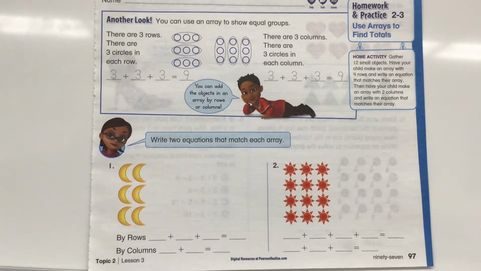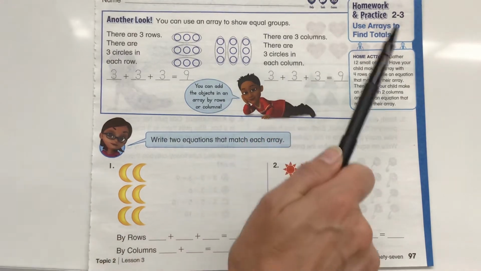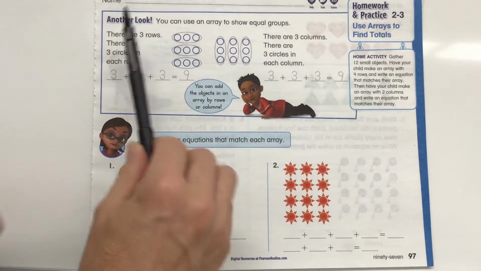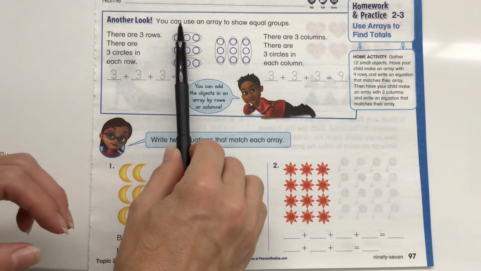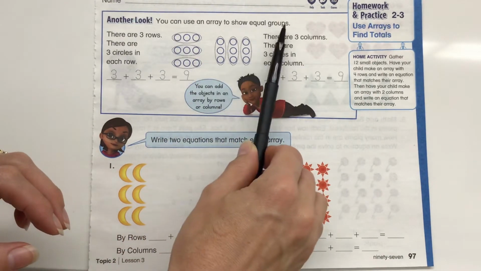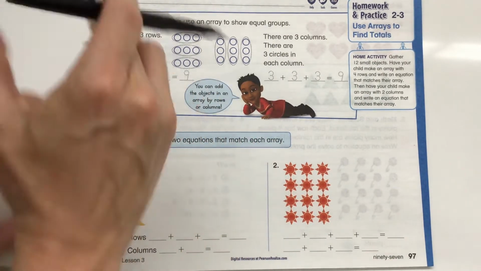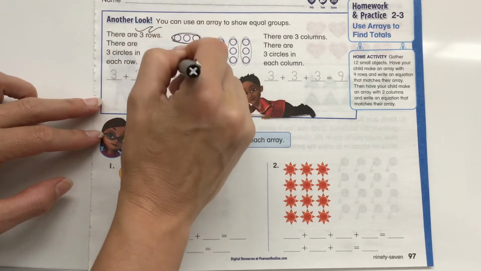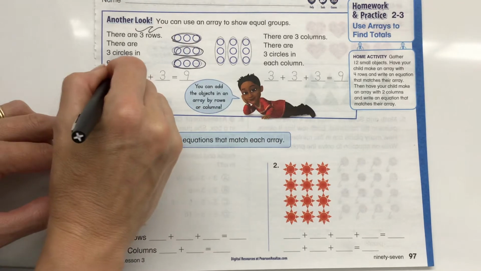Right, this is our second grade homework practice for lesson 2-3. We're just following up on using arrays to find totals. So here's another look. You can use an array to show equal groups. There are 3 rows. Remember, rows go row, row, row your boat across. And there's 3 circles in each row.